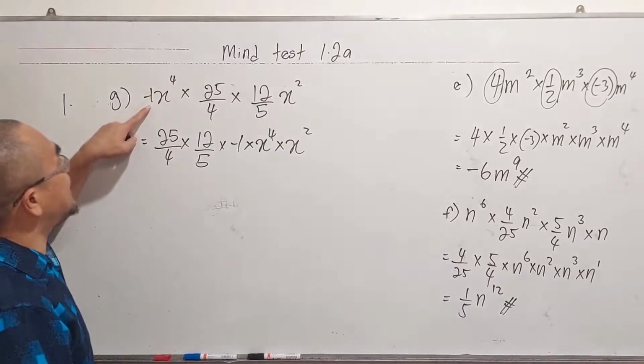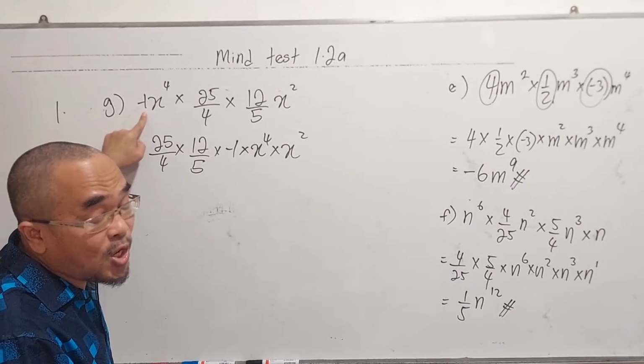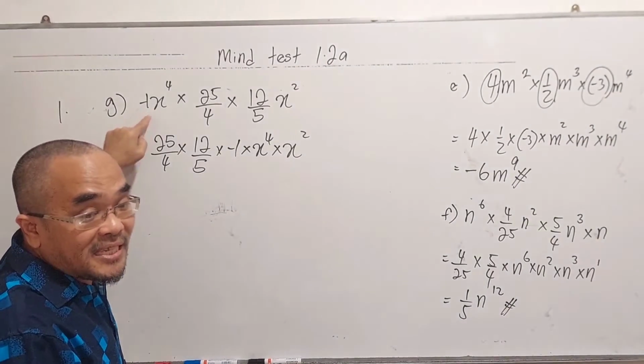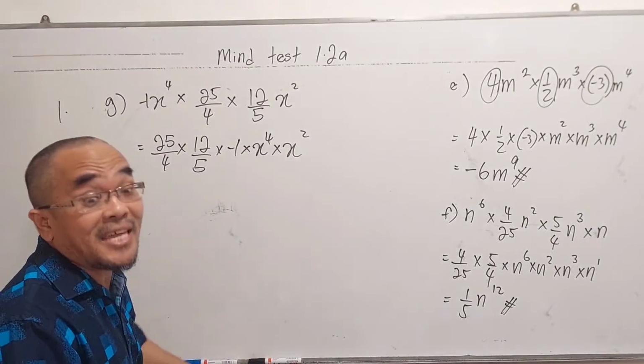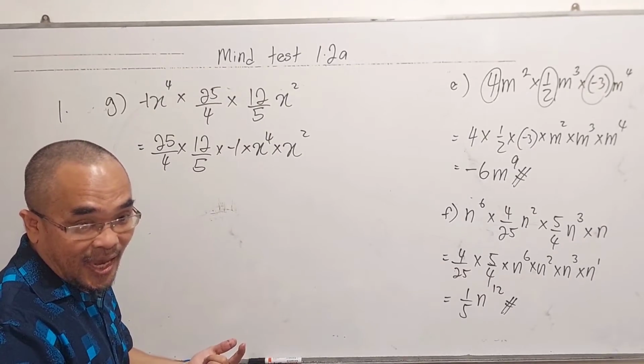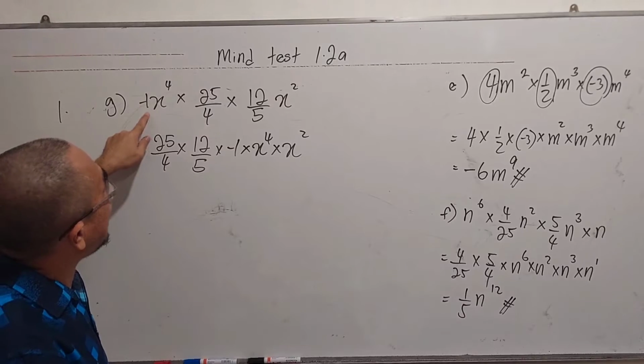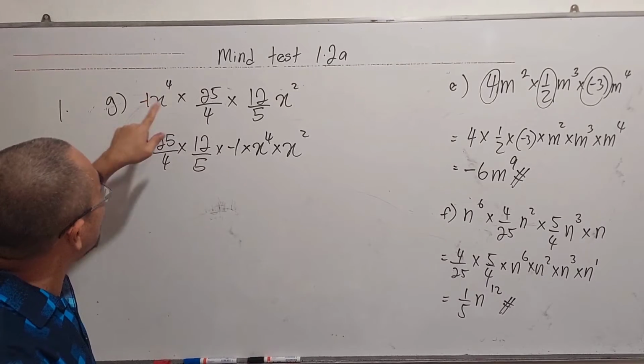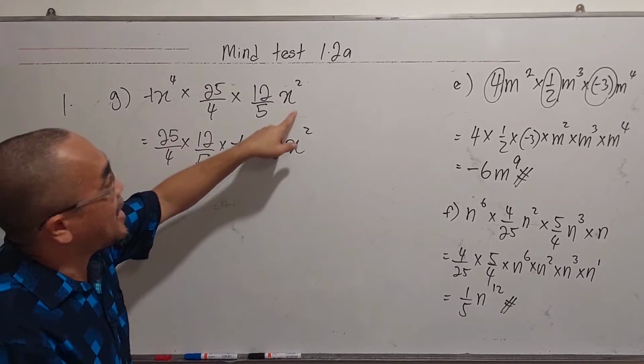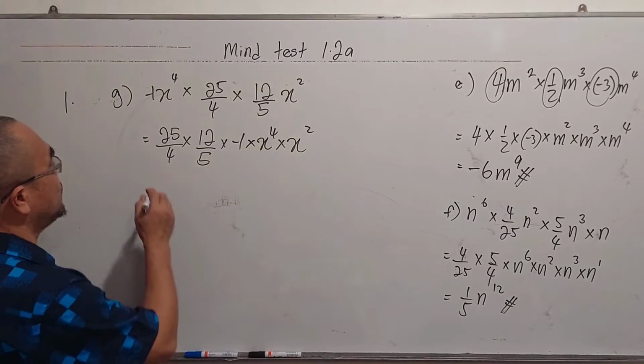Okay, because the negative is not inside a bracket. If this negative x were inside a bracket, it is different. Okay, so the base will be different. Now I take it out. I take the negative 1 out. So the x will be x power 4 and this is x power of 2.